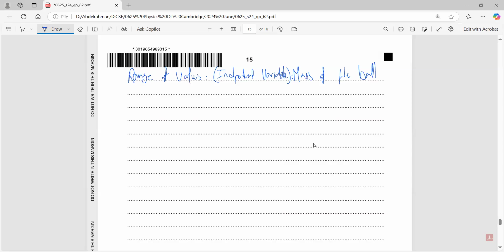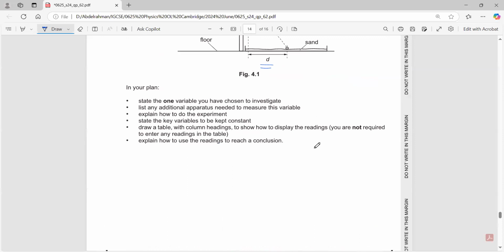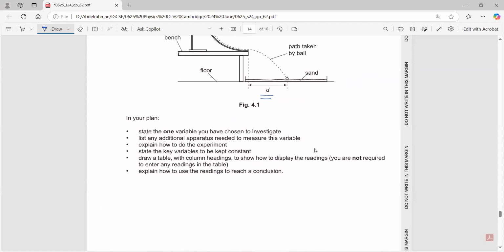We need to give different masses of the ball. For example, we can take 10 grams, 20 grams, 30, 40 grams, and 50 grams. So this is the range of the variable. This is the thing that you would be changing, the variable that you are investigating. Key variables, additional apparatuses, table, as we are quite used to.